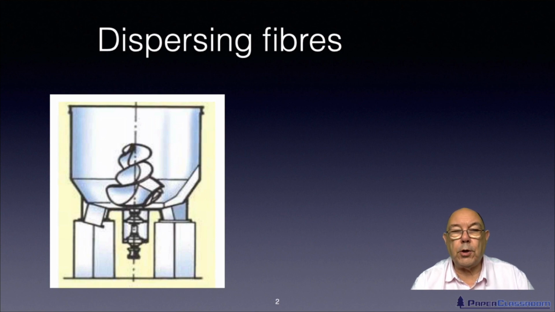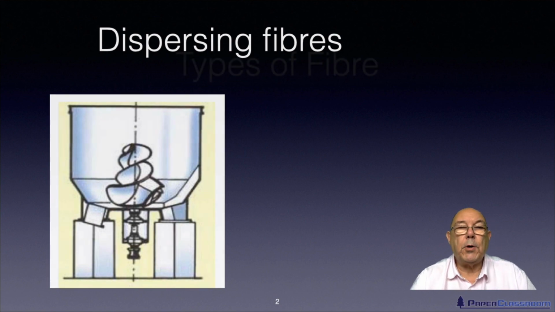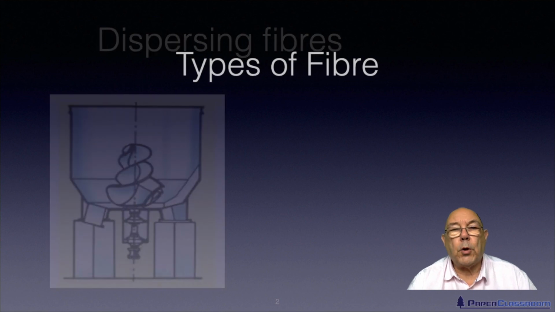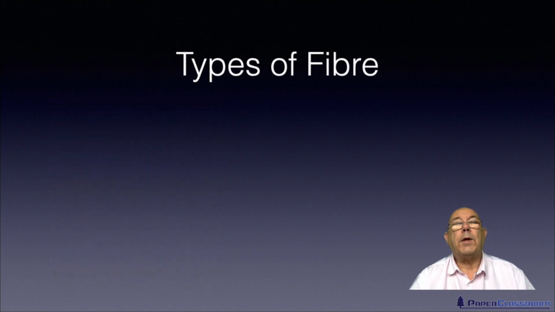And what it does, it doesn't pulp fibres, it disperses fibres. So I like to get that out of the way first. What we're actually doing is dispersing fibres, but everybody calls it pulping, but I like to be correct on things like this. Okay, so dispersing fibres. First of all, I suppose we ought to talk about what type of fibres we disperse.